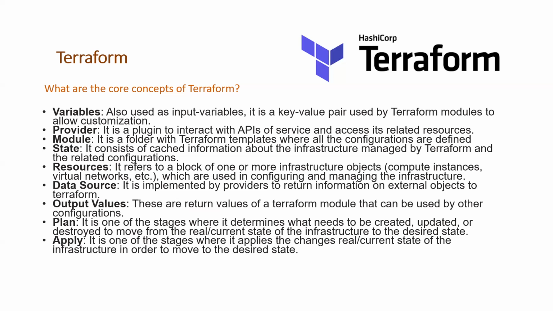Like it consists of cached information about infrastructure managed by Terraform and related configuration. So why do we use Terraform, why do we say that Terraform creates immutable infrastructure, why are changes done smoothly because of Terraform? That is because of state. Terraform maintains the state of your infrastructure, and it stores that state in a file called the state file, and that is only used to do further activities.